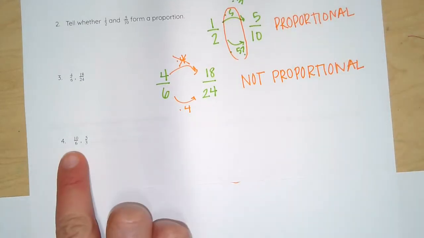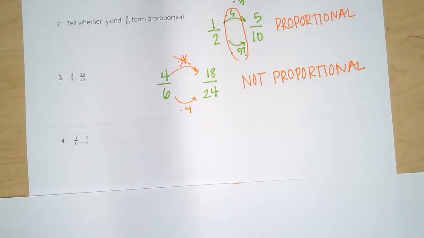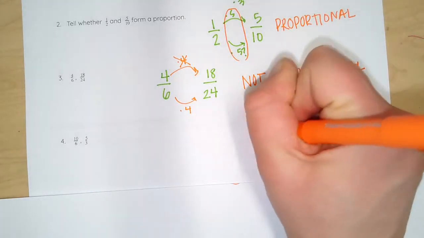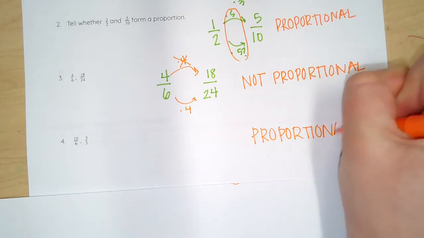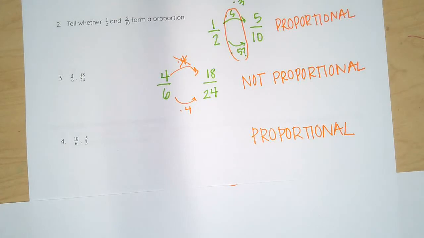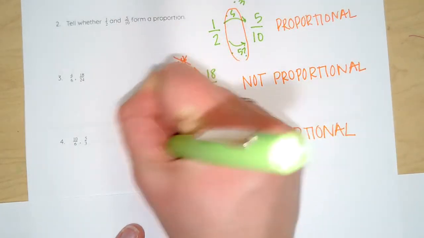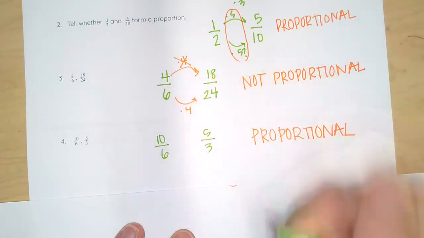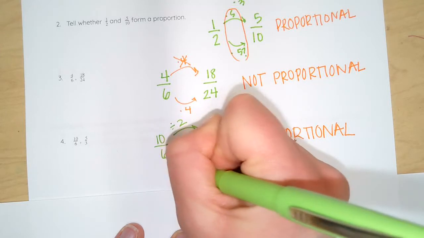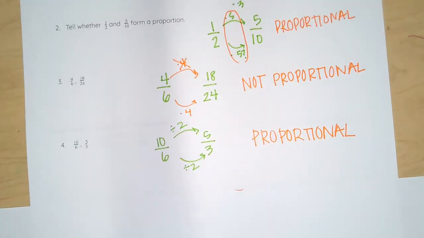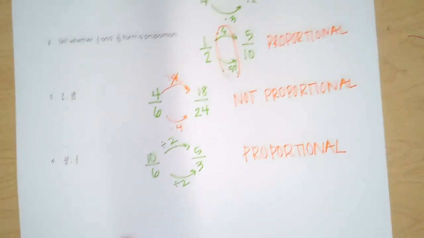It says 10 to 6 and 5 to 3. Go ahead and determine if those are proportional for me. These are proportional. Can you go ahead and explain how you know that? Again, if we set up our problem, our two ratios, we go from 10 to 5 by dividing by 2. We also go from 6 to 3 by dividing by 2. So that works. All right, so that's one way. It's just taking a look at our numerators and denominators, see if they increase at the same rate.